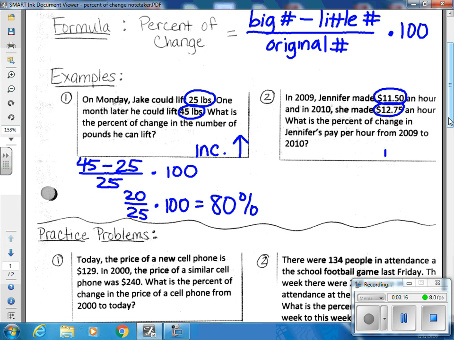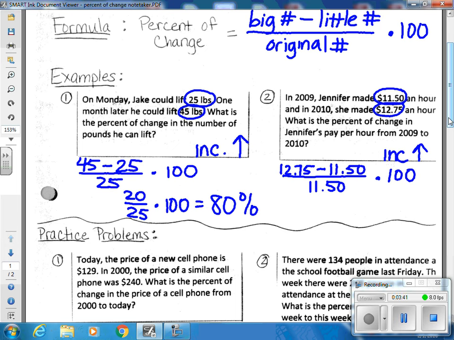So in terms of what we're doing with increasing and decreasing, this is an increase. Her pay went up. Now we want to find out what percent her pay went up, right? So we follow the formula. The big number is $12.75. We subtract the little number, which is $11.50, and we divide by the original, or the starting number. Her starting number was $11.50, and then we multiply by 100.